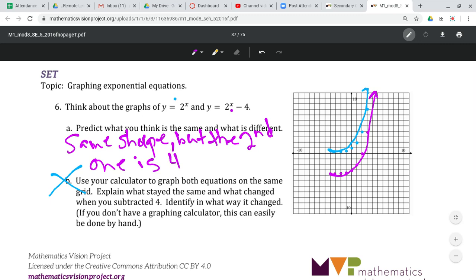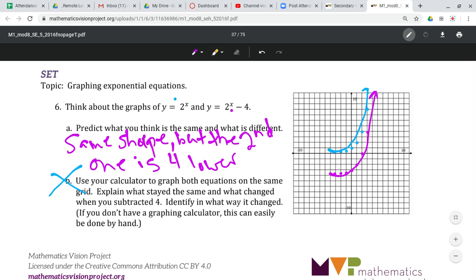is 4 lower. So this second graph here is just 4 units lower all the way through. So every single one of these points is 4 units lower than the original blue equation.